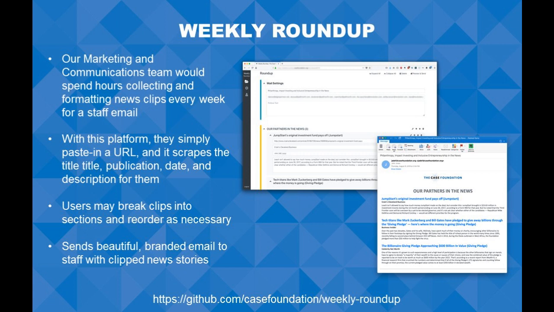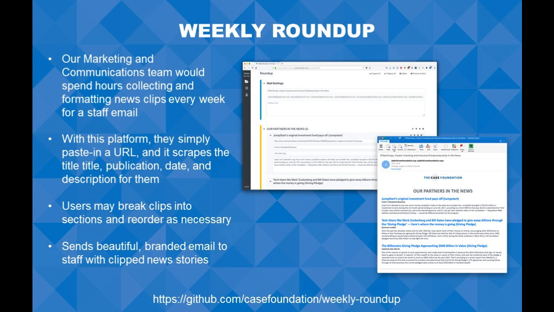And then the other platform to show you here is something called the Weekly Roundup that we built this year as well. Our marketing and communications team spends a lot of time media monitoring, tracking the news in our different movement areas around inclusive entrepreneurship and impact investing. They would spend a couple hours every week collecting all those stories and formatting them into a nice email that gets shared amongst our staff and different stakeholders to give a landscape overview of what's happening for the week. So we built a platform where they just paste in the URL to the news stories they're tracking, and it goes out to those pages, grabs their headlines, dates, publication name, description, all those basic metadata things, and formats it all into a really nice email.